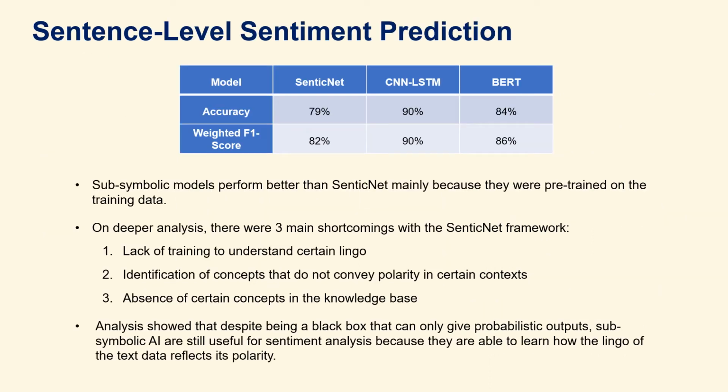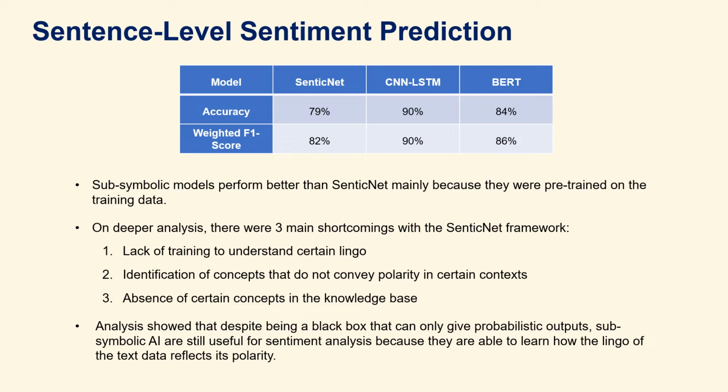So here, the sentence level prediction results for the three models are shown. We can see that all three models perform well, but the sub-symbolic models perform better than SenticNet, mainly because they were trained beforehand on the training data.